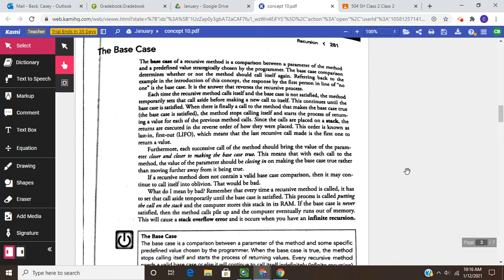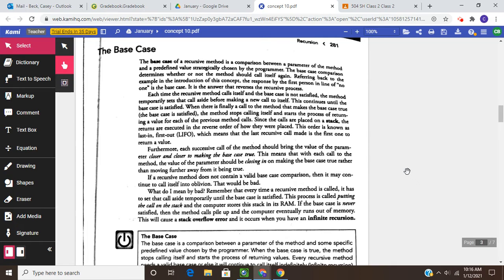When there's finally a call to the method that makes the base case true, the base case is satisfied, the method stops calling itself and starts the process of returning a value for each of the previous methods called. Since the calls are placed on a stack, the returns are executed in reverse order of how they were placed. This order is known as last in, first out, LIFO, which means the last recursive call made is the first one to return a value.